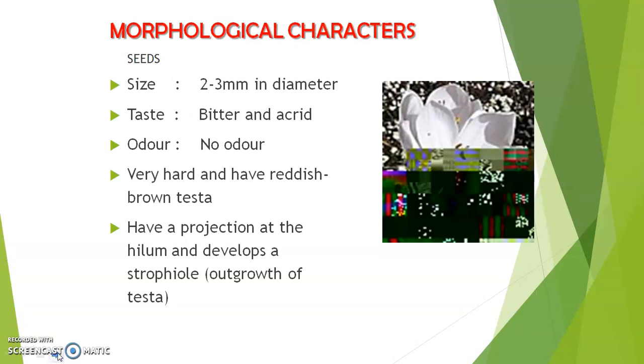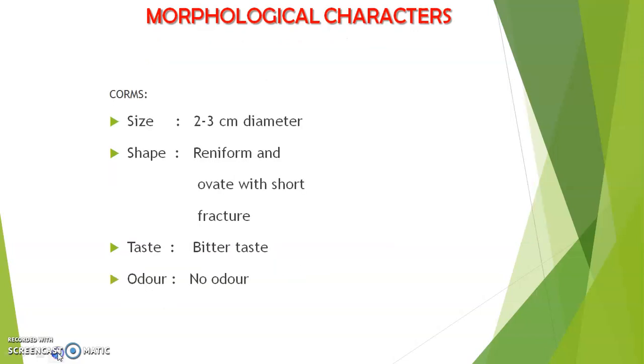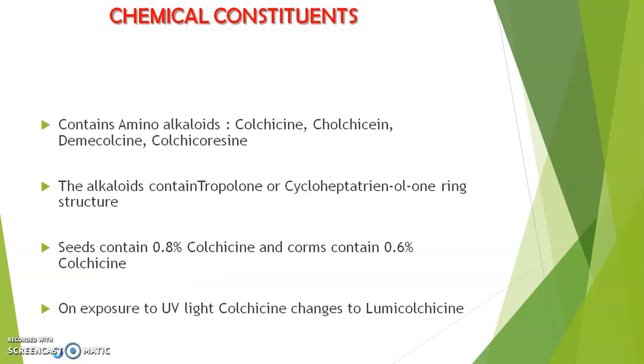Seed size is 2 to 3 mm in diameter. Taste is bitter and acrid. It doesn't have any odor. Very hard and has reddish brown testa. Has a projection at the hilum developed into strophiole, that is outgrowth of testa. Size of corm is 2 to 3 centimeter in diameter. Shape is reniform and ovate with a short fracture. Taste is bitter. It has no odor.